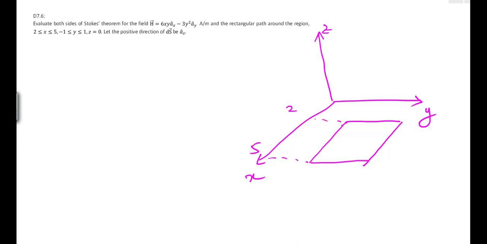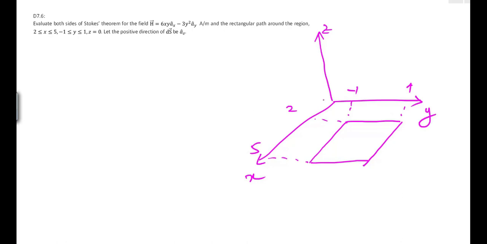So it means that we are talking about the z equals 0 plane. Z equals 0 plane means that the rectangular path is in the xy plane. So we can see that x is changing from 2 to 5, and y changes from minus 1 to 1.